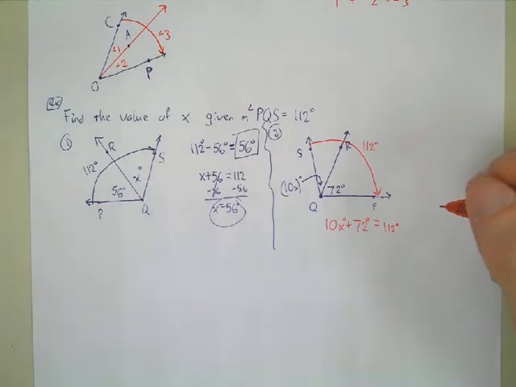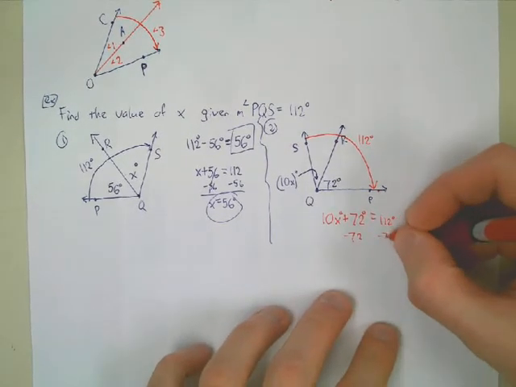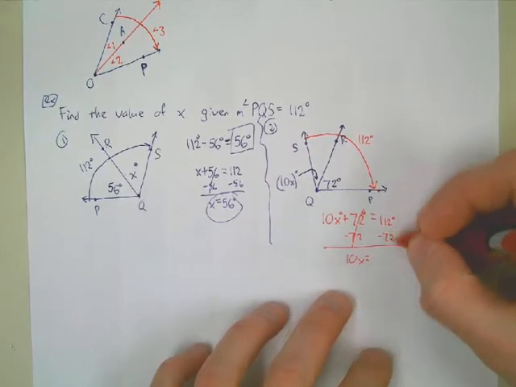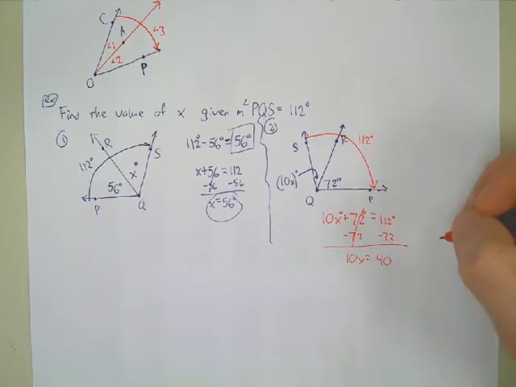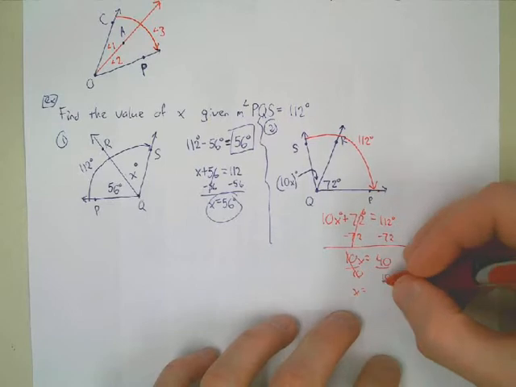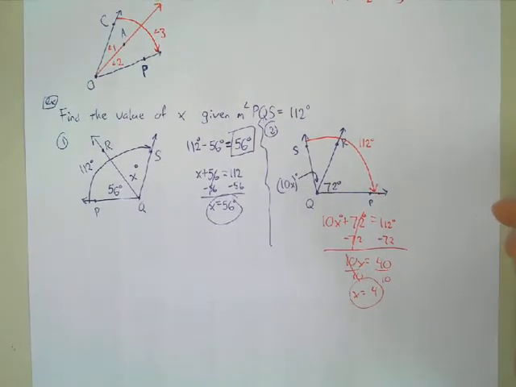Okay. So I should subtract 72. Subtract 72 from both sides. You got it. And so that leaves us with 10x here, and then 112 minus 72 is 40. Okay, good. And then what? Divide by 10. We get that x is 4. Okay? All right. So we found the value of x.